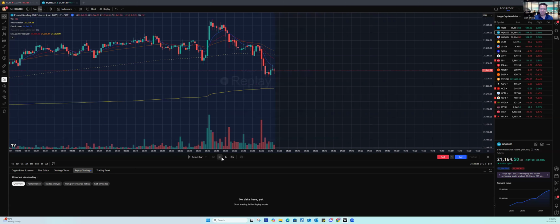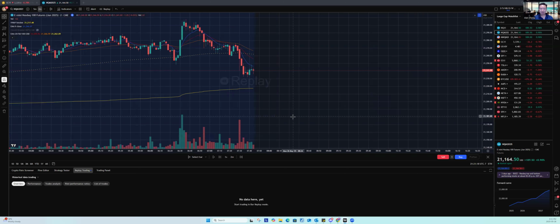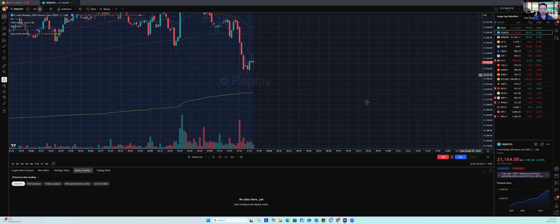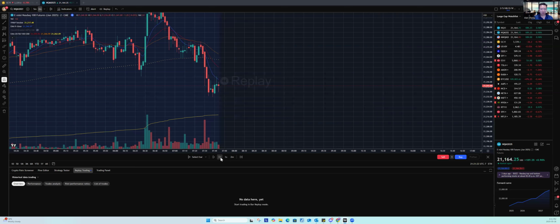So basically, if I wanted to backtest and see how these candles moved bar by bar, I could do this, right? So jump forward. I can keep clicking this and it will show me, and these are 2-minute candles, by the way, how the market moved at the time.